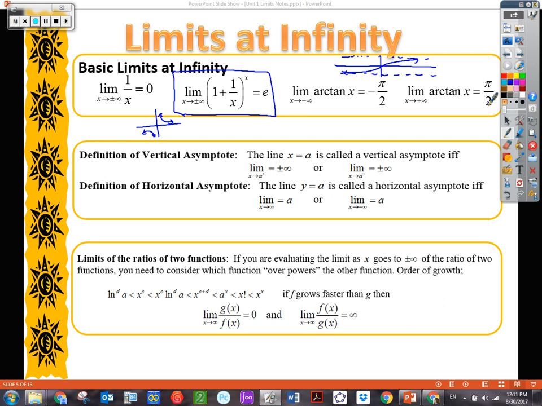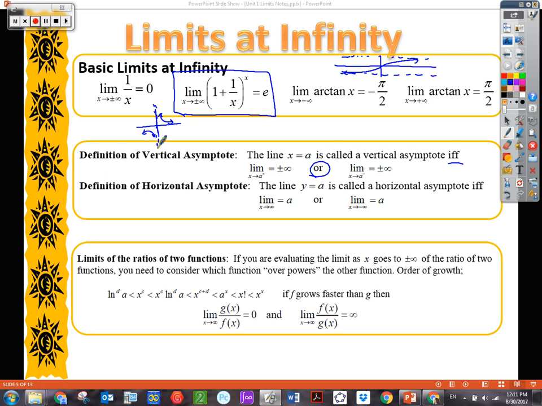So a vertical asymptote: the line x equals a is called a vertical asymptote if and only if the limit as x goes to a from the right is positive or negative infinity, or, so we only need one or the other, we don't need both, or the limit as x approaches a from the left is positive or negative infinity. So a vertical asymptote, that's like this, right? We know our little friend 1 over x has a vertical asymptote, and that's what it's talking about. So as we approach 0, the vertical asymptote is at 0.